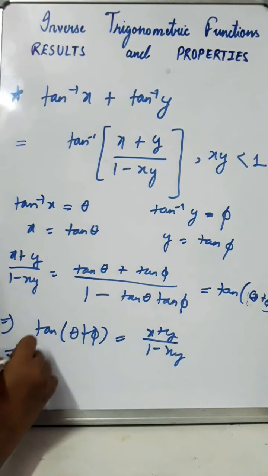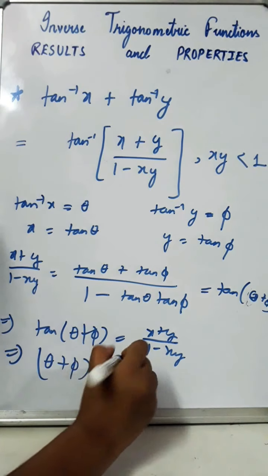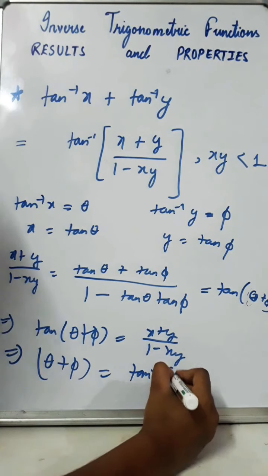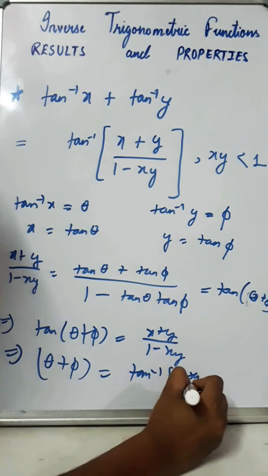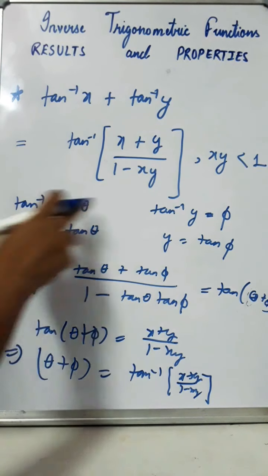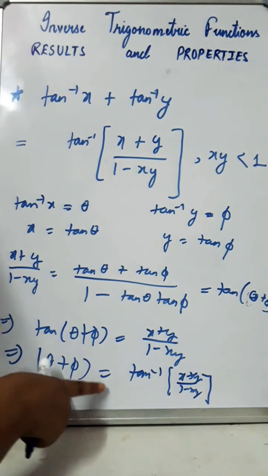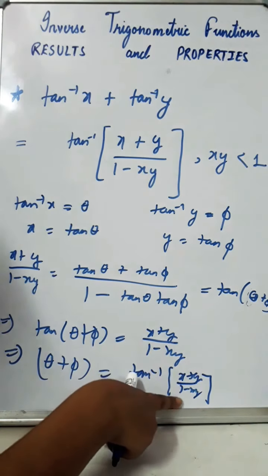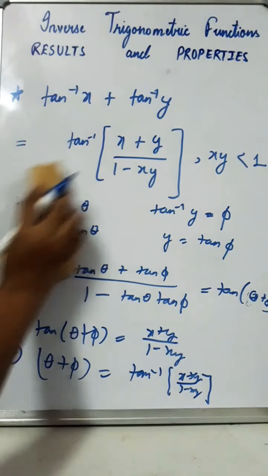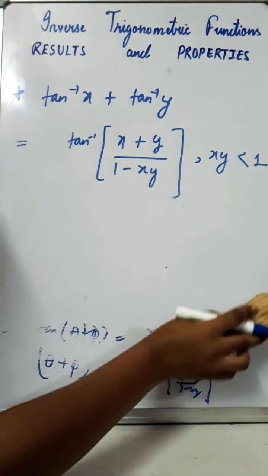So simply you can say that θ plus φ is equal to tan inverse of (x plus y) upon (1 minus xy), right? And your θ and φ are what? Tan inverse x and tan inverse y. So you got tan inverse x plus tan inverse y is equal to tan inverse of (x plus y) upon (1 minus xy).